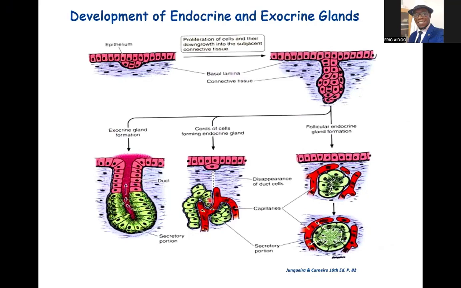So for the ones that are with the duct, there are no blood vessels or capillaries around. However, for the ones that will not have a duct, as you can see, there's no duct to the surface. You now have some capillaries around to transport. Okay, so eventually they now have close association with the secretory unit or secretory portion.